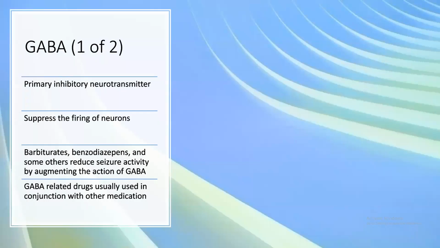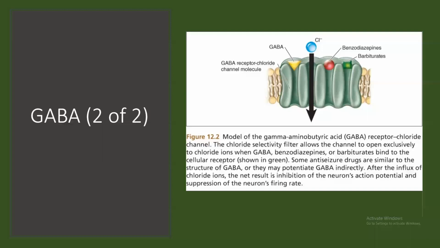So number one, GABA is a primary inhibitory neurotransmitter. It suppresses the firing of the neurons. Barbiturates, benzodiazepines, and some others reduce the seizure activity by augmenting the action of the neurotransmitter GABA. Now, GABA-related drugs are usually used in conjunction with other medications.